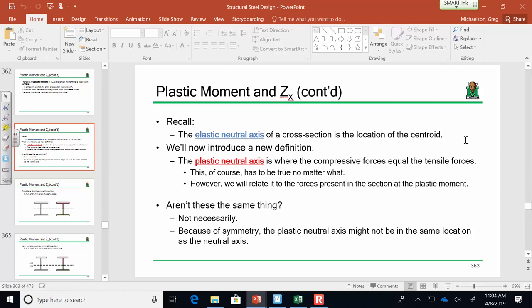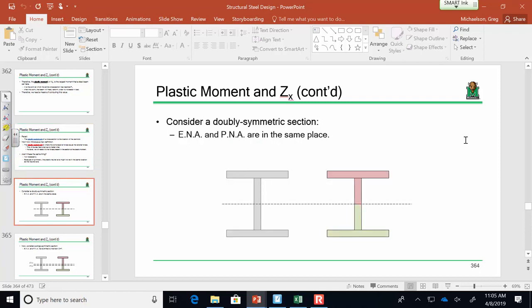The big question is, do the elastic neutral axis and the plastic neutral axis occur at the same spot? Not necessarily. They do when there is an axis of symmetry. For instance, if I have a doubly symmetric I shape, the elastic neutral axis and the plastic neutral axis are in the same spot.